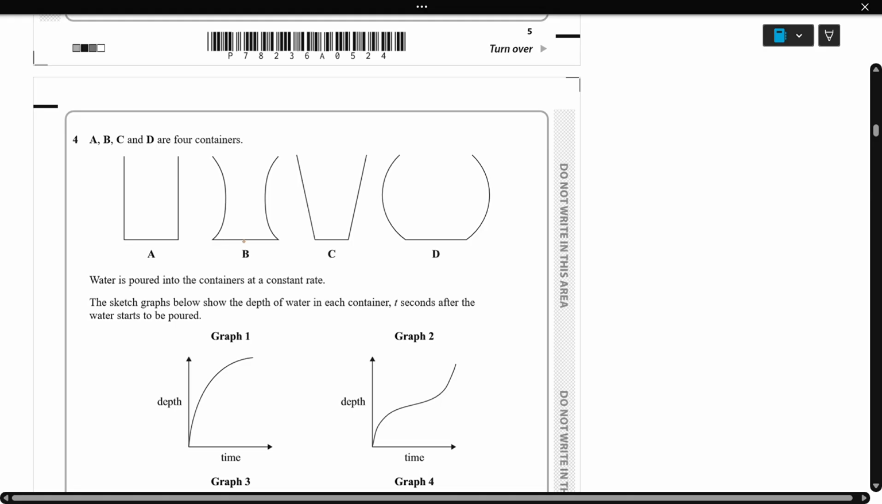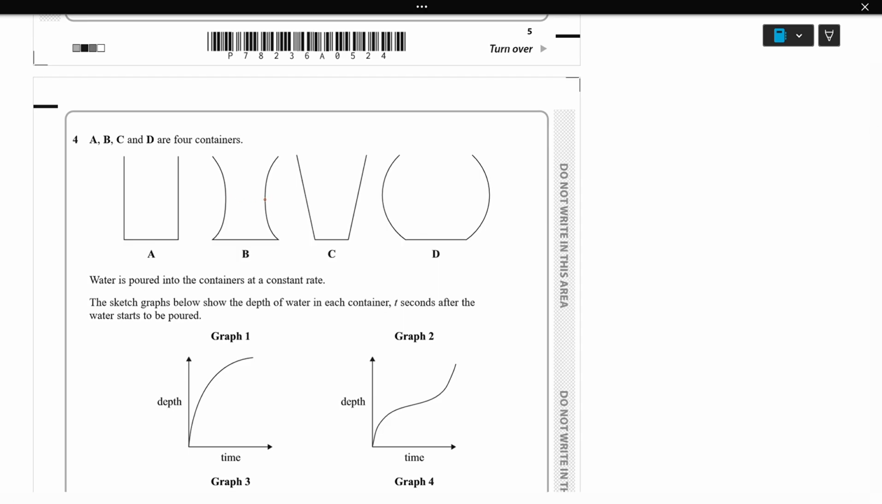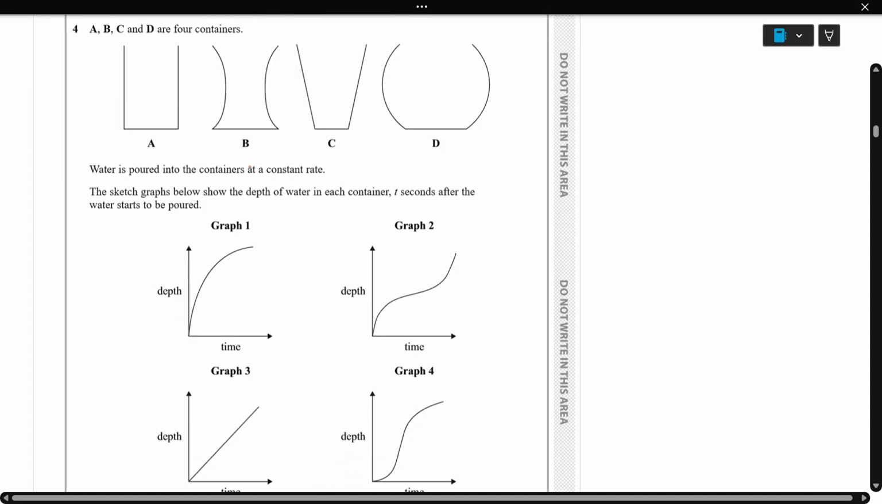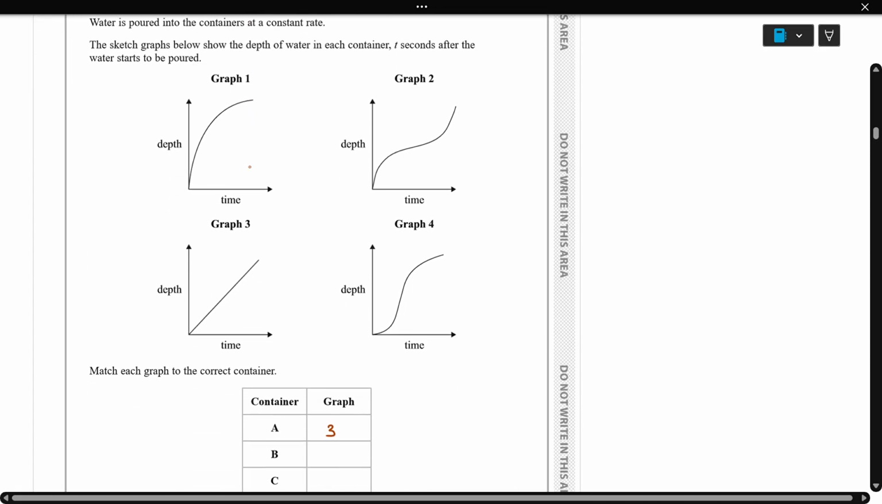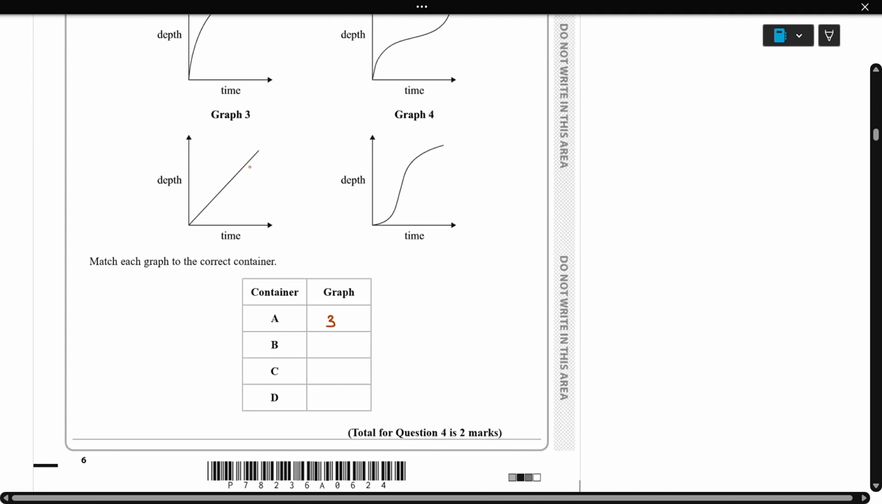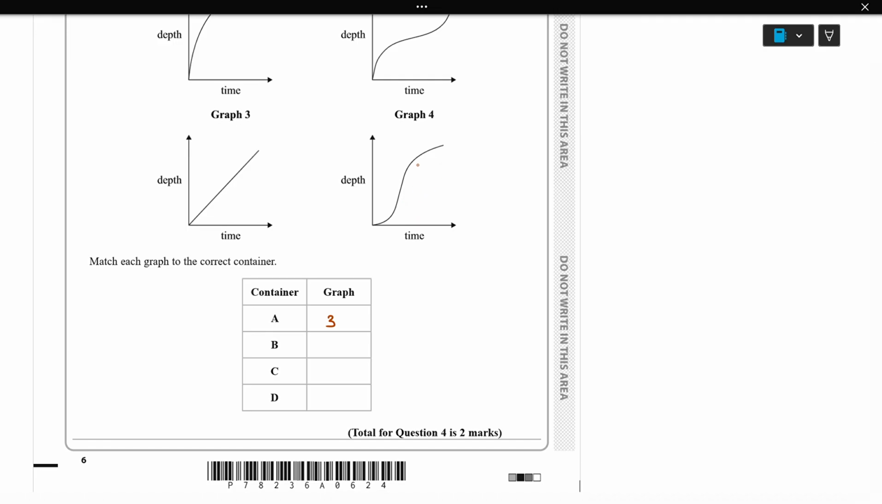Next, B. See, the lower part is more capacity, the middle is less capacity, and the upper is again more capacity. More capacity means the water will be filled slowly, less capacity means the water will be filled fast. So here it is more, less, more. More, less, more is going to be the fourth graph. So it slowly increases, then it's going to be fast, then slow, so it's going to be 4.